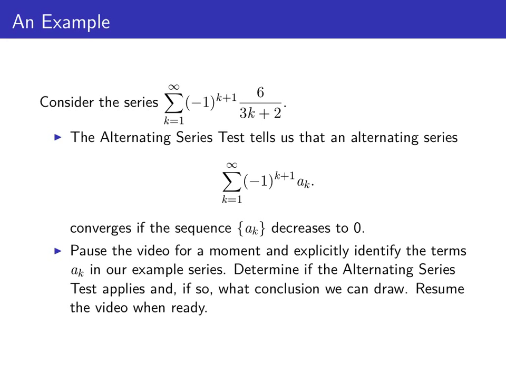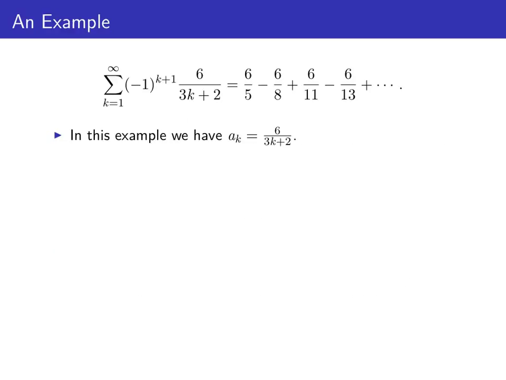So pause the video for a moment and look at our example of the alternating series -1 to the k plus 1, 6 over 3k plus 2, and explicitly identify the a sub k, and then determine if the alternating series test applies to this series, and if so, what conclusions can we draw? Then resume the video when you're ready.